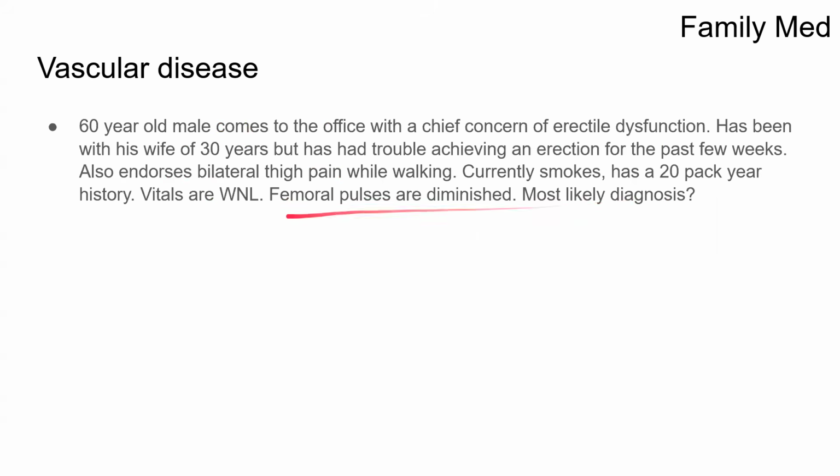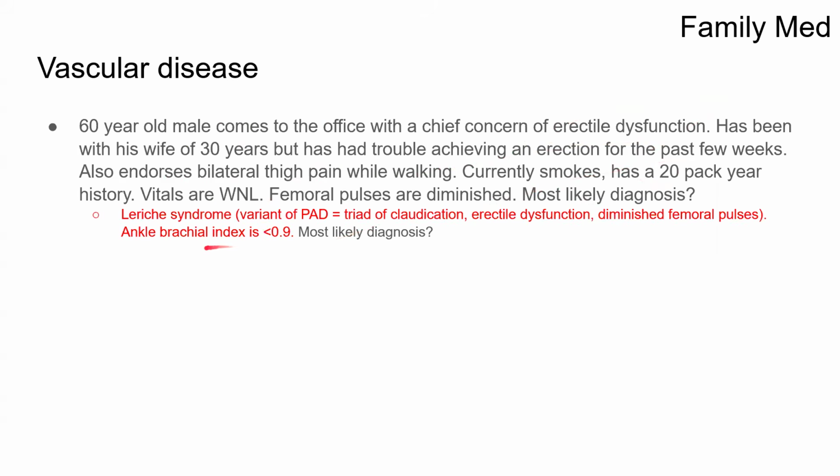So again, we're seeing some claudication, right? There's bilateral thigh pain while walking, but there's also erectile dysfunction, and then of course he's smoking. So this is a variant of peripheral arterial disease called Leriche syndrome, which is a triad of claudication, erectile dysfunction, and diminished femoral pulses. Again, you get an ankle brachial index, and it would be consistent with PAD, right? Because it's a variant of PAD, so you would have the less than 0.9. Most likely diagnosis, PAD.